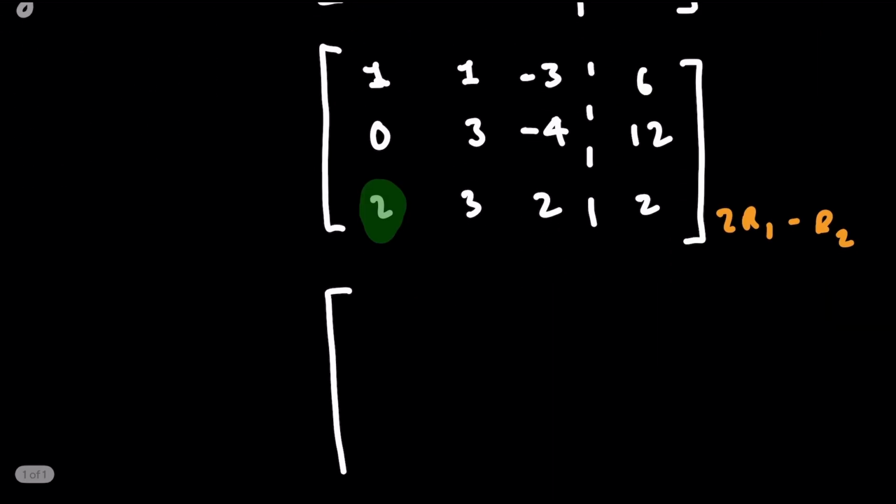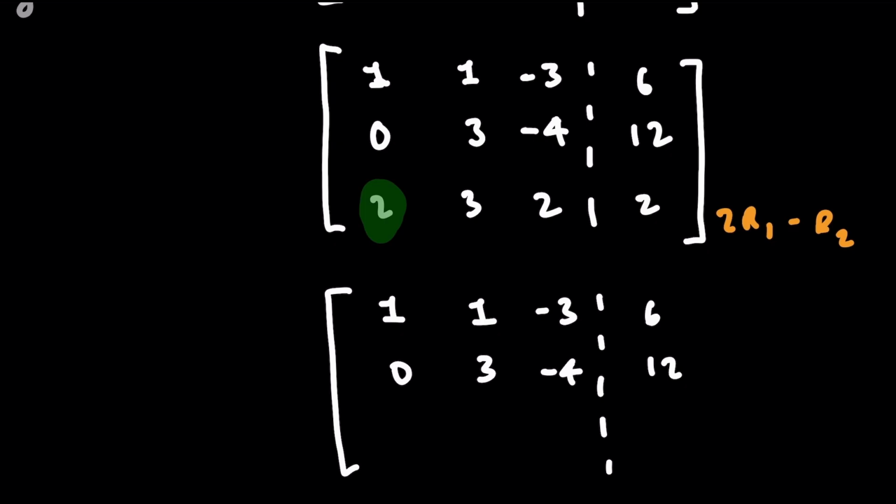And we're going to draw another matrix with this time the first 2 rows being unaffected. So if we do 2 row 1 minus row 2, the values we should be getting are 0 in the first row, then 2 minus 3, which is minus 1, then minus 6 minus 2, which is minus 8, and 12 minus 2, which is 10.